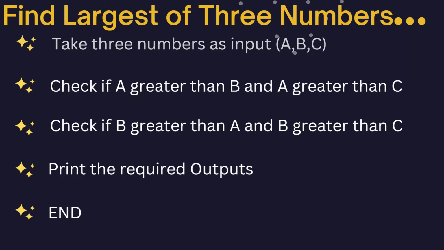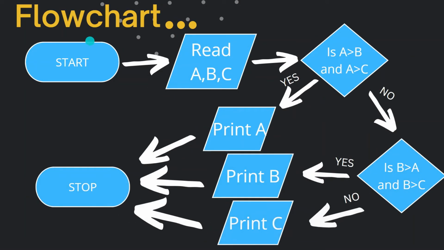Now let's have a look at the flowchart. First we will start the flowchart, then we will take A, B and C as input. Then we have a decision box where we will check if A is greater than B and A is greater than C. If it returns a yes, then we will print A as the greatest number. If it returns a no, then we will go for our next decision box where we will check if B is greater than A and B is greater than C. If it returns a yes, then we print B as the greatest number, and if it returns no, then we will print C as the greatest number.